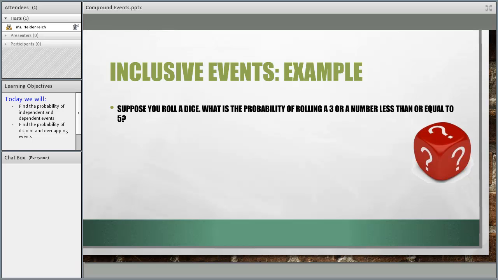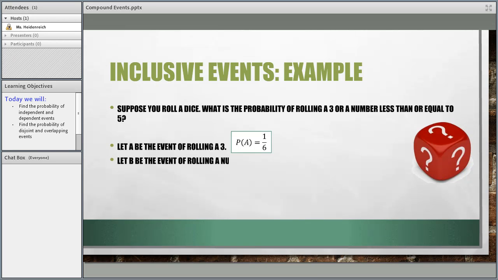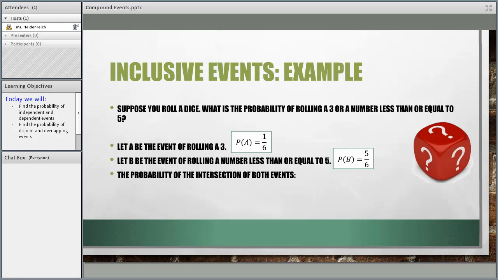Okay, so here's an example. Suppose that we roll a dice. What is the probability of rolling a 3 or a number that's less than or equal to 5? Now 3 is less than or equal to 5, so it's possible for these two events to happen at the same time. So if we start with the probability of rolling a 3, that's of course 1 out of 6, because there's only one 3 on the dice, there's 6 numbers on the dice. Rolling a number less than or equal to 5 would be 5 out of 6. Okay, because there's 5 numbers less than or equal to 5, and there's 6 numbers total.